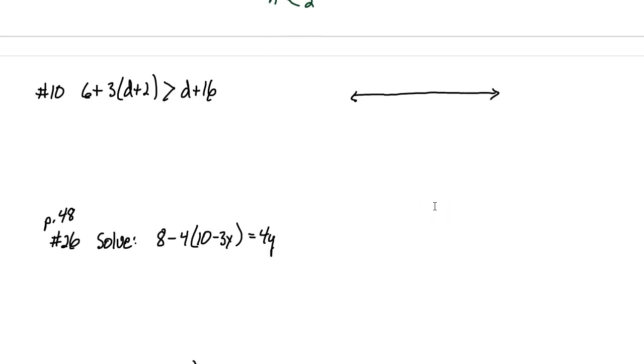Number 10, let's solve for d. I notice as I look across the entire problem that right in this area, the number 3 is being multiplied to the things in the parentheses. That reminds me of the distributive property. So that will be our first step. 3 times d is positive 3d. 3 times 2 is positive 6.